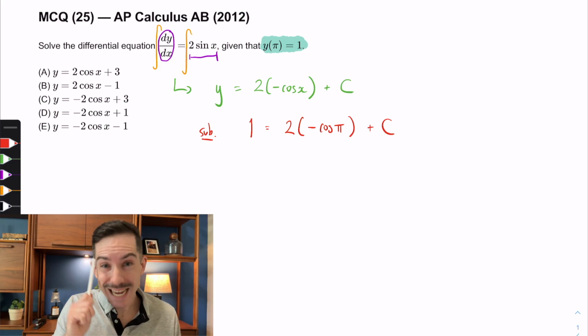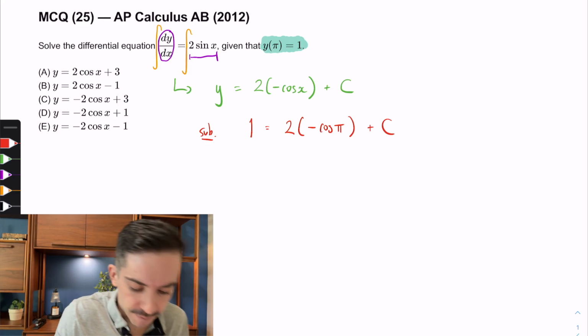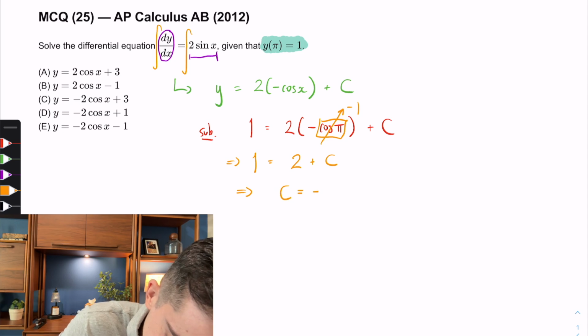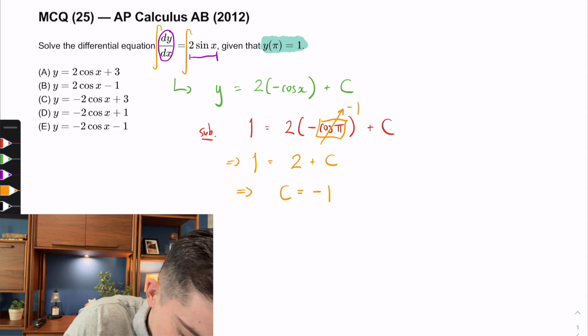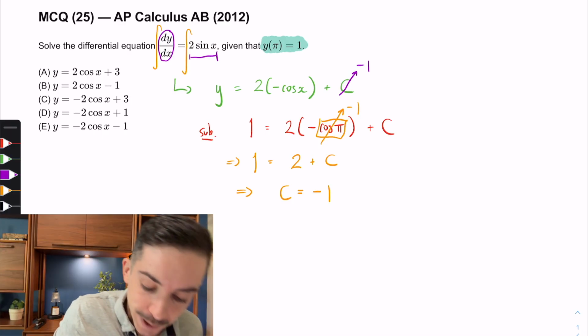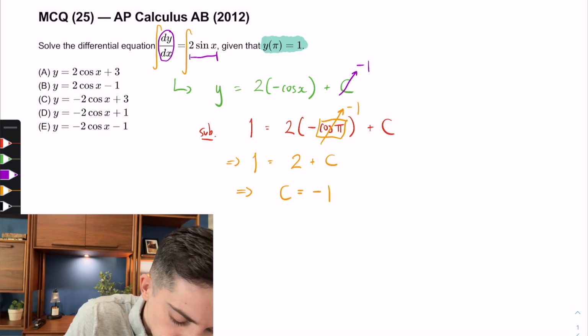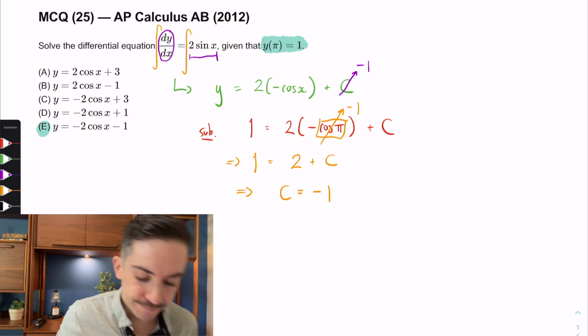I need to remember my standard trig values here. Cosine of pi is just going to be -1. So if I simplify here, I'll get 1 equals 2 times -1, that is 2, plus c. So now I can rearrange and I'll get that c is -1 also. So my expression for y is just -2 cosine x minus 1. You can see that is answer E.